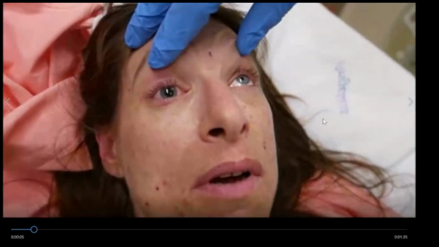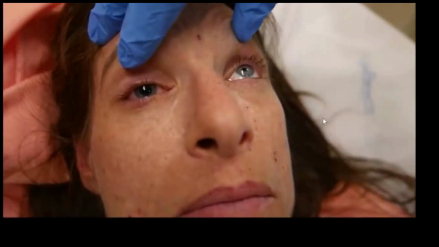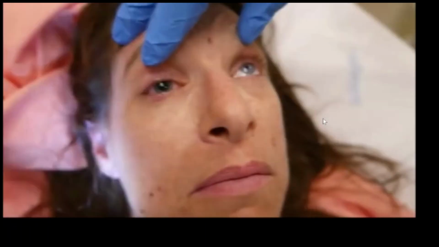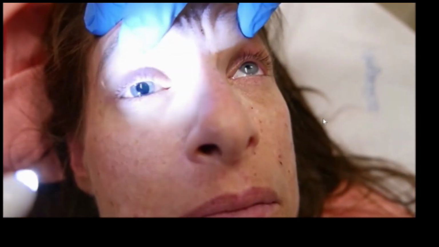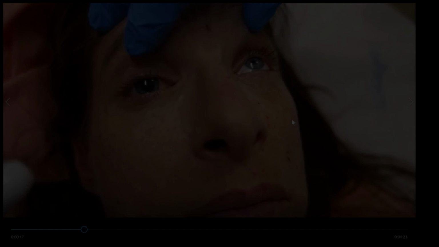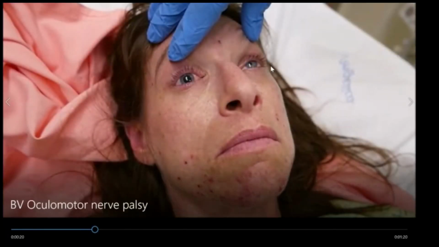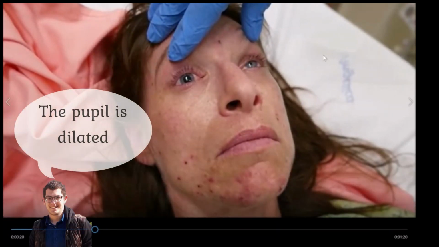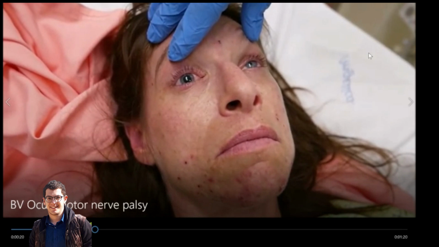I'm going to shine a light in your eye, okay? So you look straight ahead. But what have you noticed when you compare this eye with this eye? I will give you a clue regarding the eyelid and regarding the pupil. The pupil is dilated here. Yes. And what about the eyelid?